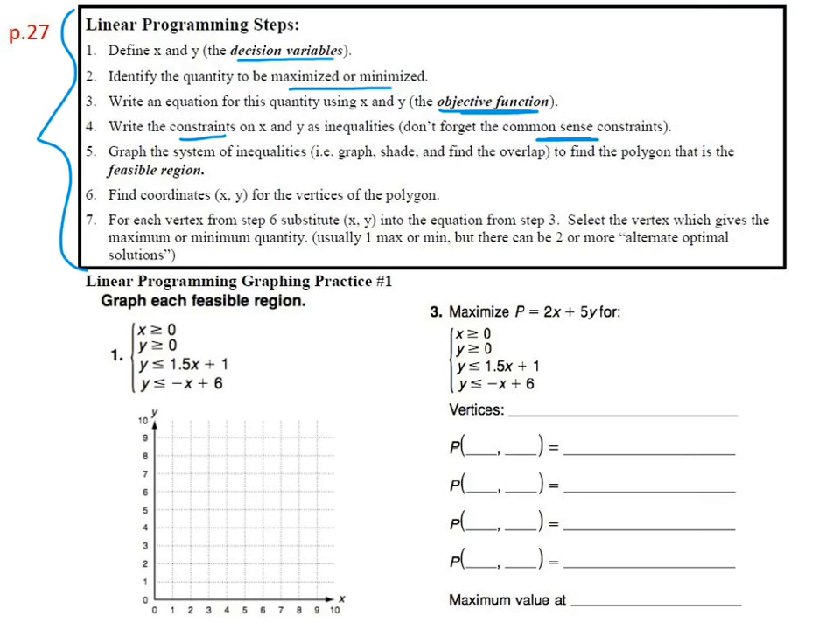Then you're going to graph all of your inequalities. Look for where it overlaps. That's your feasible region. Find those coordinates. And then you're going to substitute each of those coordinates into your equation or that objective function that you wrote. And then you're going to pick which one gives you the maximum or minimum depending on what it is that you're looking for.